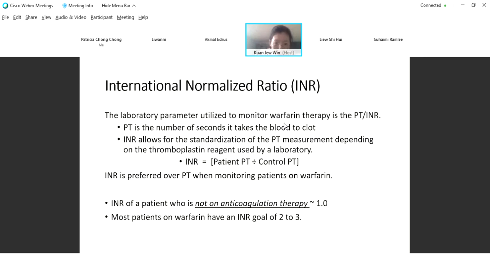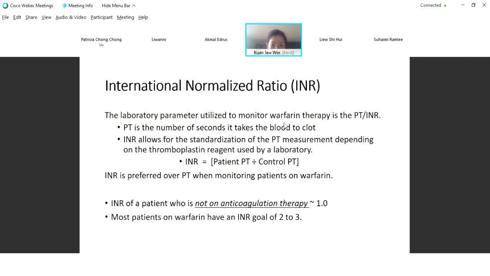Otherwise, this is just a PT ratio. INR is not a PT ratio. INR is special for the patient on warfarin, and there is a fraction there that is to standardize the ratio. Okay, go ahead.